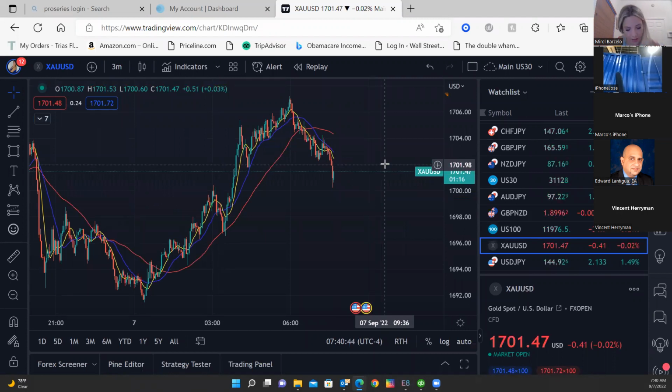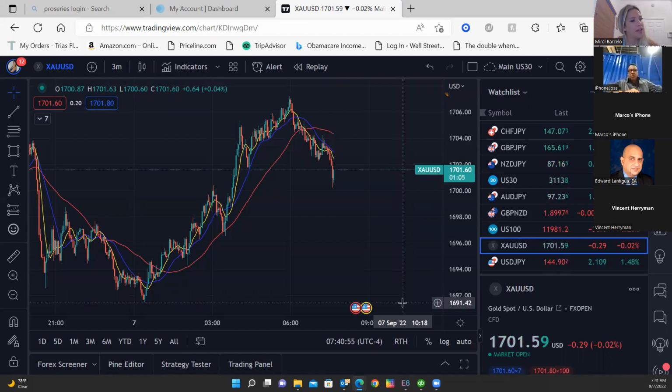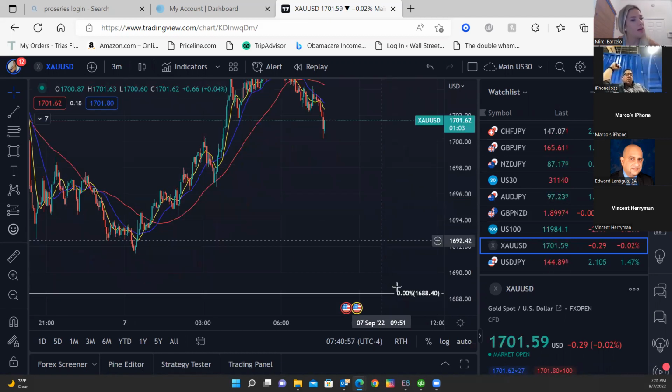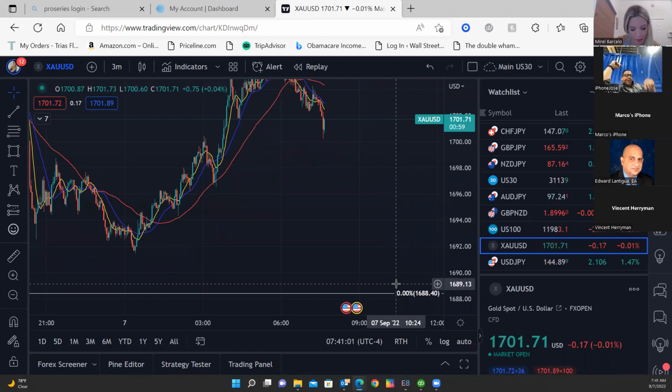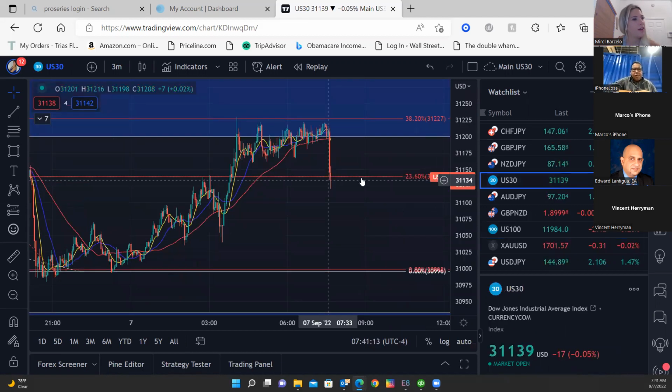Gold, I got in at 1700. So right now she retraced a little bit, just fine. And then most likely I want to see her go down here or even further. So I'm just going to put 1688 as my take profit, and hopefully she gets there. Maybe she will, maybe she won't. I'll go back to US30 and see what's up with that.